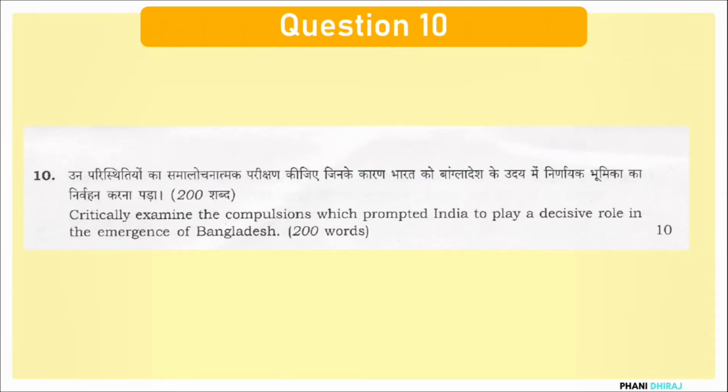Critically examine the compulsions which prompted India to play a decisive role in the emergence of Bangladesh. Now first, Bangladesh, right? It was a very polarizing moment for the two nation theory construct, which kind of broke after the emergence of Bangladesh. Now you have to talk about the atrocities that the Pakistanis were carrying out in Bangladesh, which was East Pakistan at that point of time. Now you have to talk about the role of the Pakistan army in carrying out these atrocities.